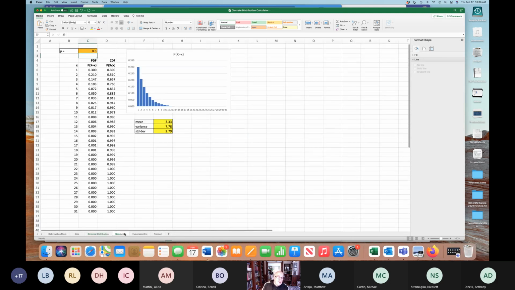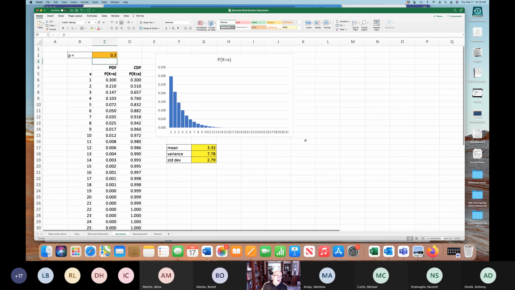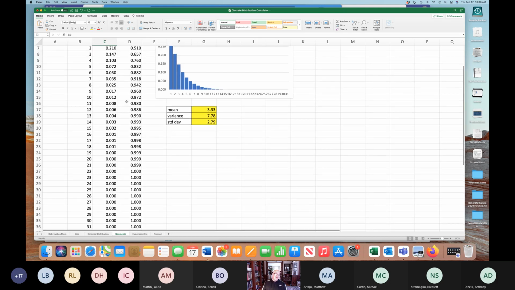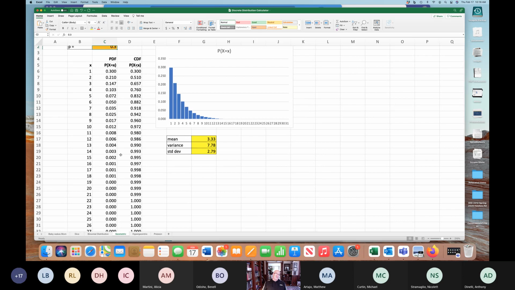Okay, let's go to the geometric distribution. Remember, this is the one where it's success. It's this Bernoulli trial each time, but it's to the first success. And it can go up. I put it up to 31, but you're going to get oftentimes a lot of zeros.